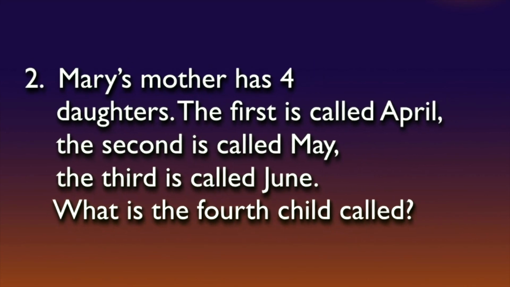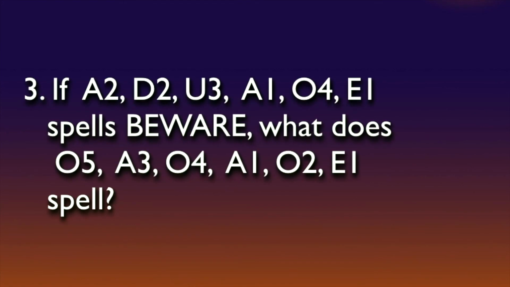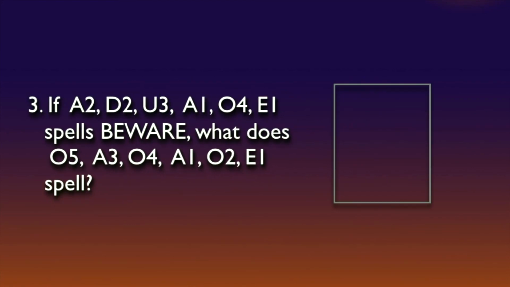Question 2. Mary's mother had 4 daughters. The fourth daughter was called Mary because Mary's mother had 4 daughters. Question 3, the correct answer is scrape. And the code, A2 becomes B, A3 would become C, D2 is E, and so on.